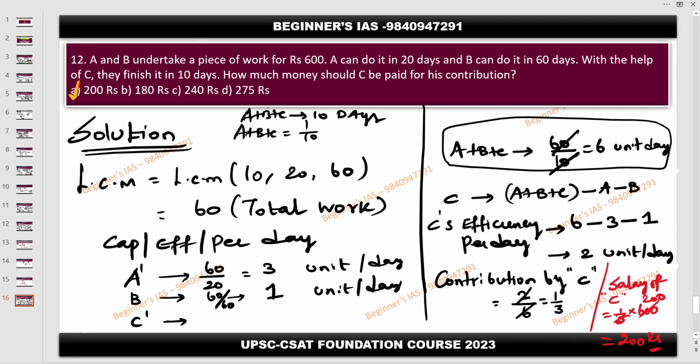I got that. Okay, 600 rupees is given, and total work is 6 units. So per unit, 100 rupees is going to be paid. A is doing 3, so accordingly I distributed. Correct. Okay, sir. That is also right. Or else you can do another method also.